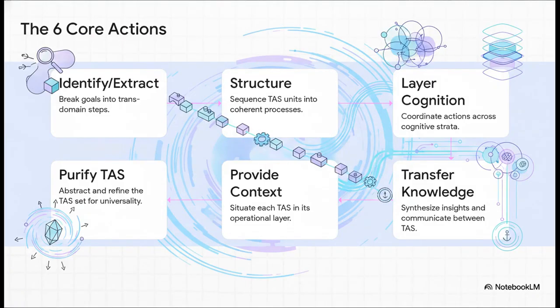Okay, so it all kicks off with identifying and extracting the core steps from some high-level goal. Then the system structures those steps into a workflow that actually makes sense. Next, it layers cognition, which allows for really complex, nested reasoning. After that, it transfers knowledge between steps, provides context to make sure each action knows what's going on, and then, and this part is just fascinating, it can actually purify the tasks themselves, constantly refining them to be even more universal. It's a perfect, self-improving cognitive loop.